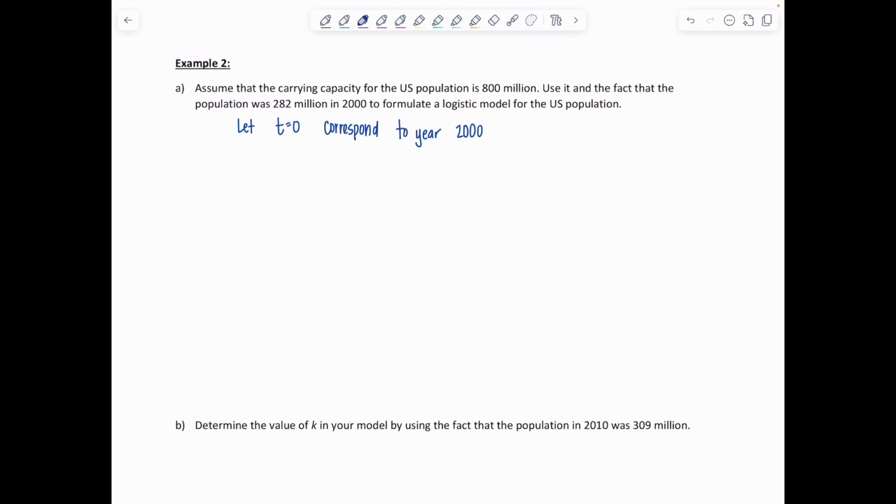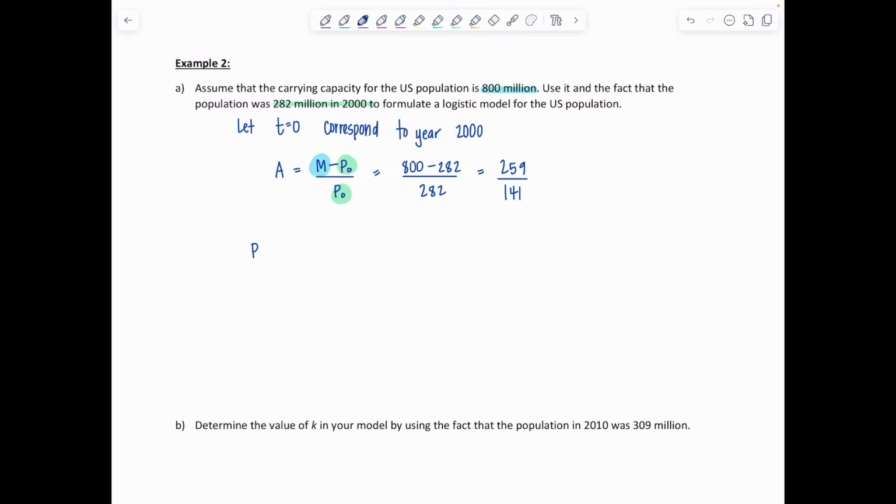And we're assuming logistic model, so let's find A. A is equal to M minus P naught over P naught. In this case, P naught, initial population, is going to be population in the year 2000. And M, the carrying capacity, was given 800 million. So this is going to be 800 minus 282 over 282, which is 259 over 141. Okay, and there's no units on A, because these are in millions of people, it cancels out.